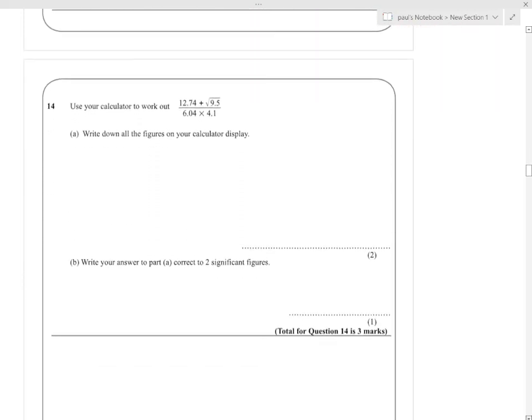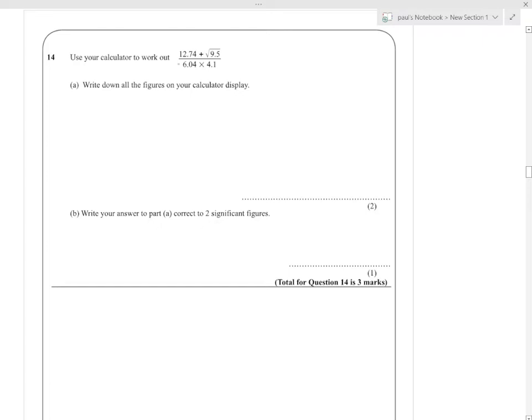We've changed to blue for the second half of the paper. Right, use your calculator to work out. Write down all the figures on your calculator display. So 12.74 plus the square root of 9.5. Right, I'm just going to do equals that. Oh, wow. So I've got 18. Oh, I'm going to have to use all the numbers there because I can't do all this at once.